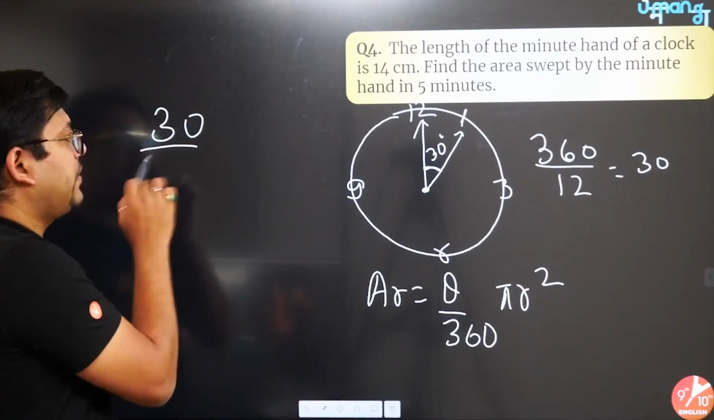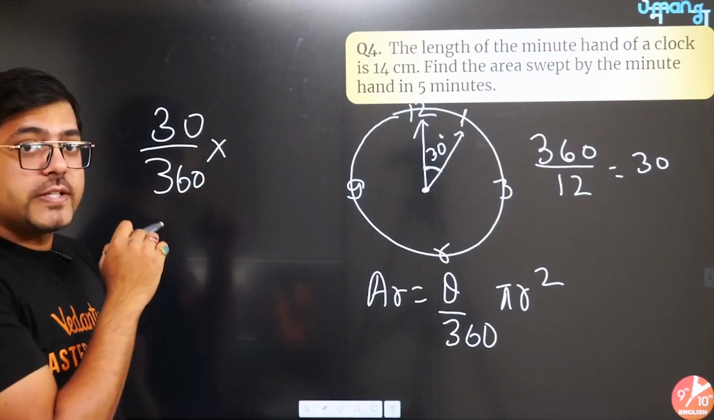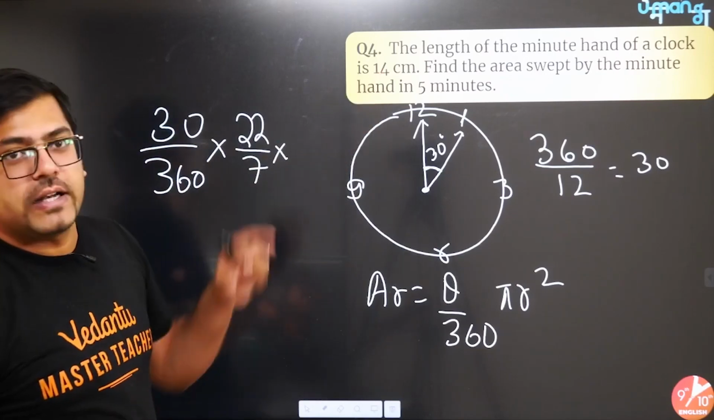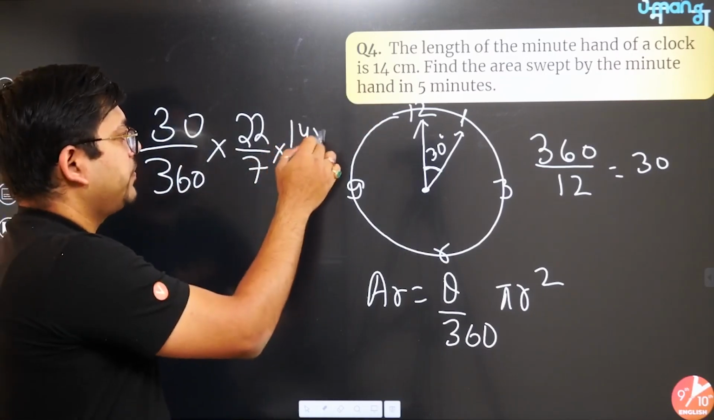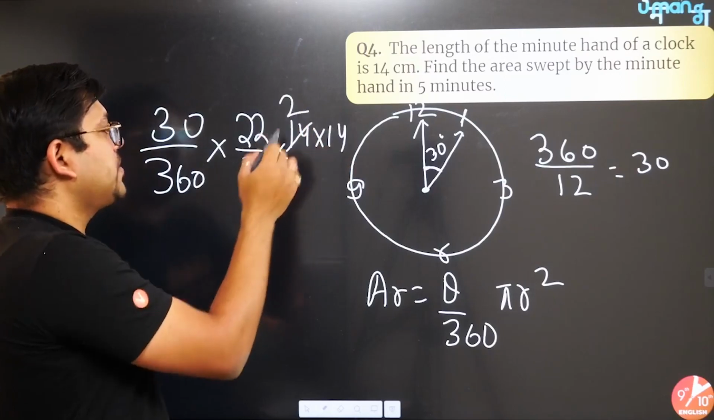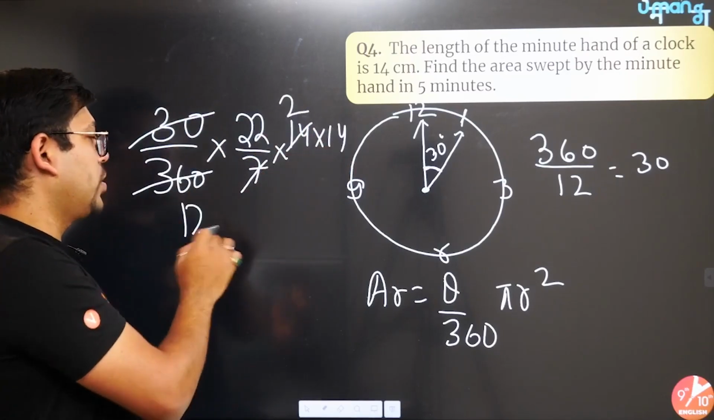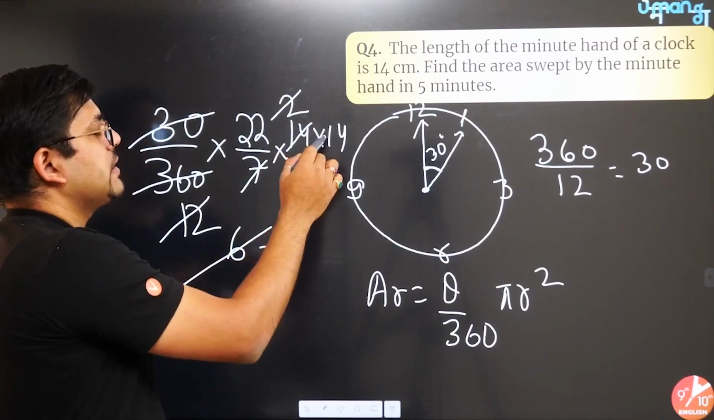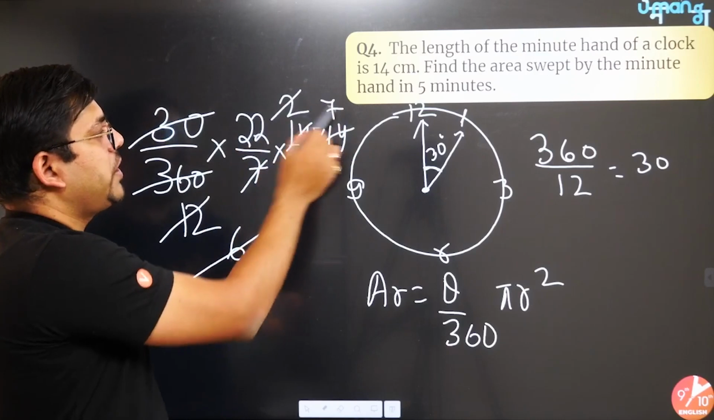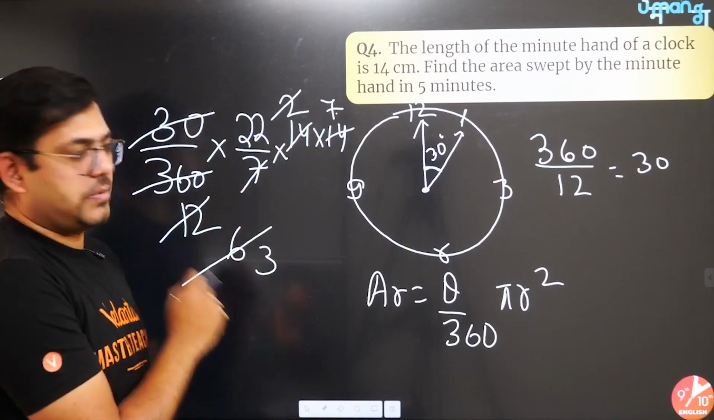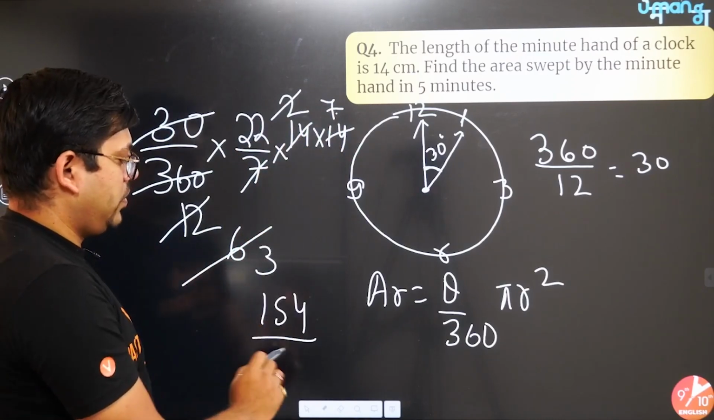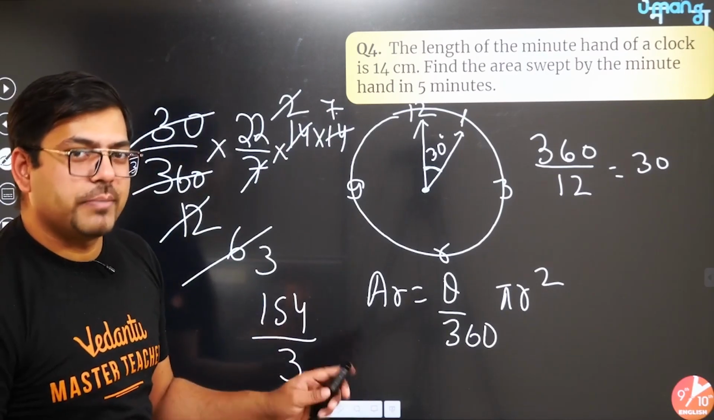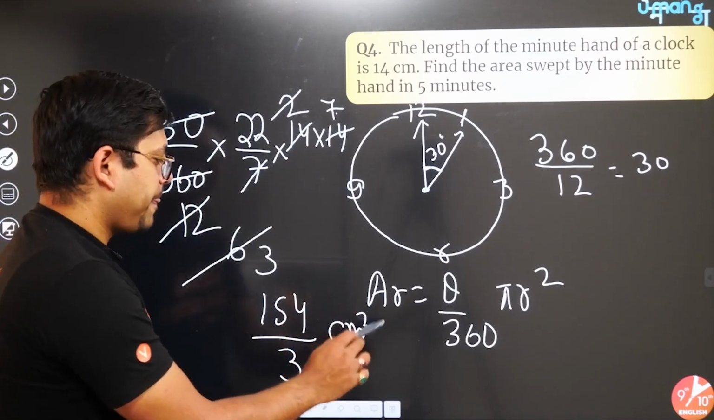So 30 by 360 into, what is pi? Pi is 22 by 7. What is radius square? 14 centimeter is the length, so 14 into 14. 30 will cancel with 360, 12 times. 2 will cancel 6 times, 2 will cancel 3 times, and 2 will cancel, if I am not wrong, 7 times. 22 and 7 is remaining, and here 3 is remaining. So 154 by 3. That should be roughly 51.33 centimeter square.